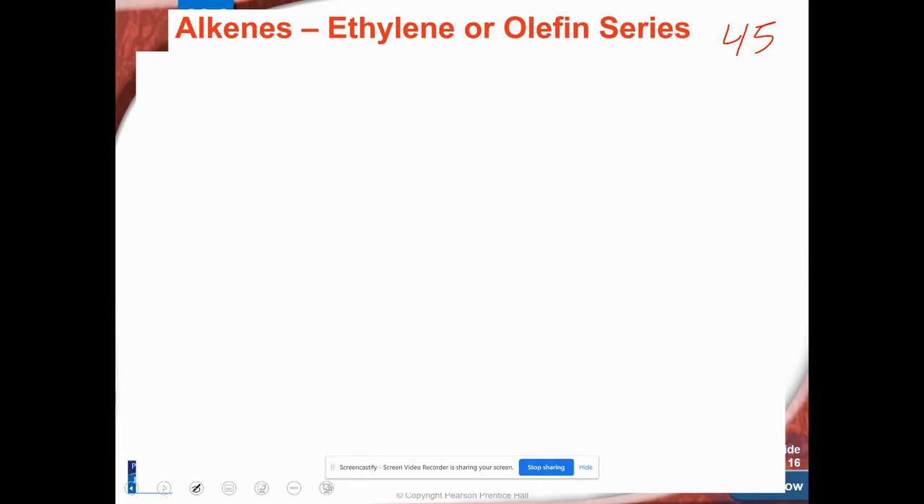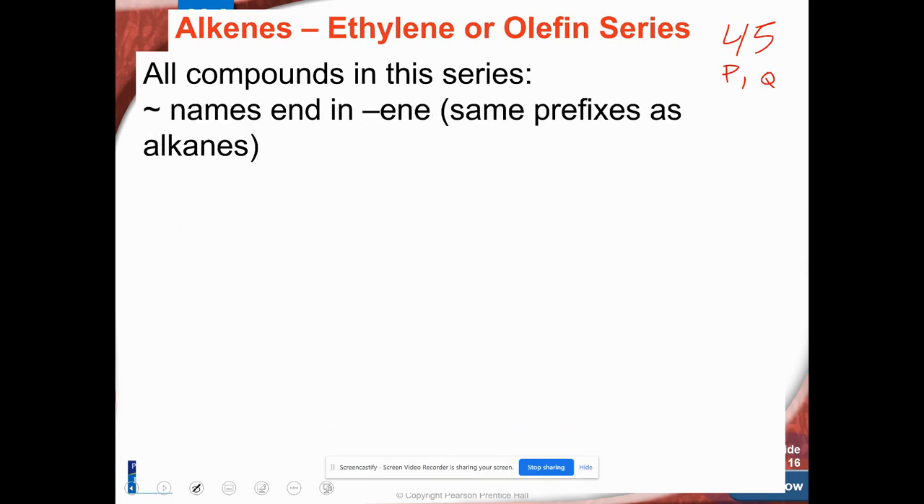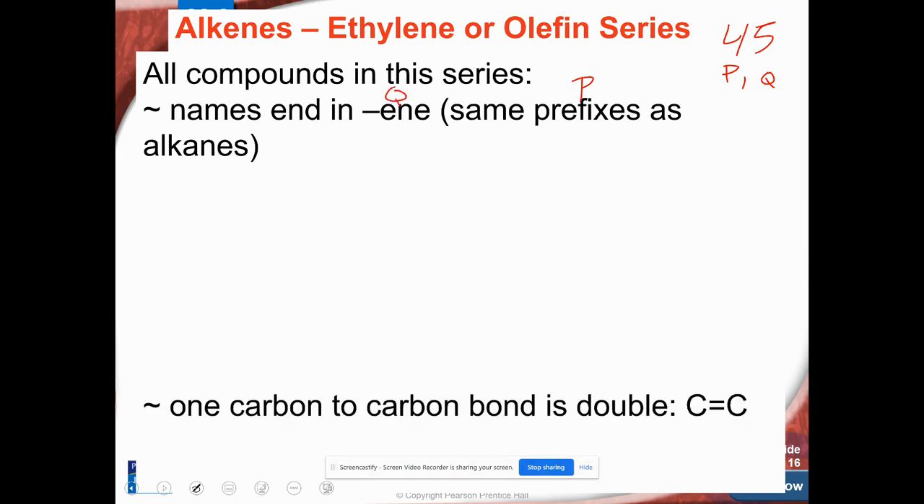And again, whenever you're doing notes, you should always have your reference tables out. And specifically, we're still working with tables P and Q. Okay, so we have alkenes, which often are called the ethylene or the olefin series. And all the compounds in this series have names that end in ene, right? And the same prefixes as the alkanes, right? The prefixes come from table P, and then our endings come from table Q.